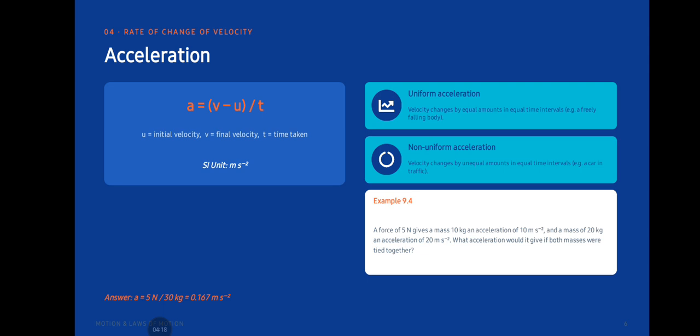The given example is, a force of 5 N gives a mass of 10 kg an acceleration of 10 meter per second square, and a mass of 20 kg an acceleration of 20 meter per second square. What acceleration would it give if both masses were tied together? You can solve it by this formula, and you will get an answer: a equals 5 N upon 30 kg equals 0.167 meter per second square.